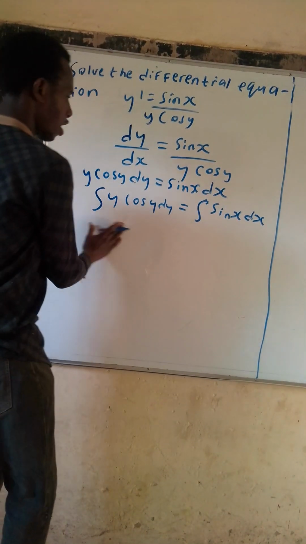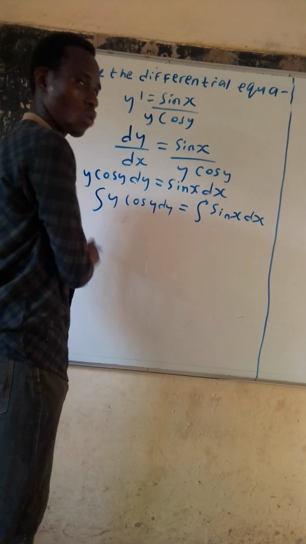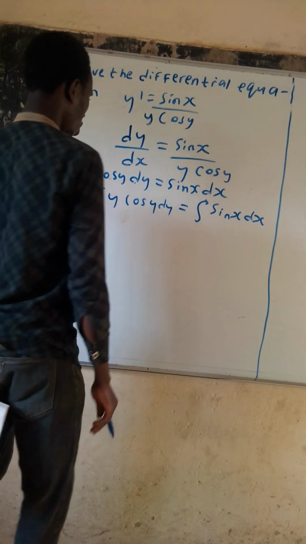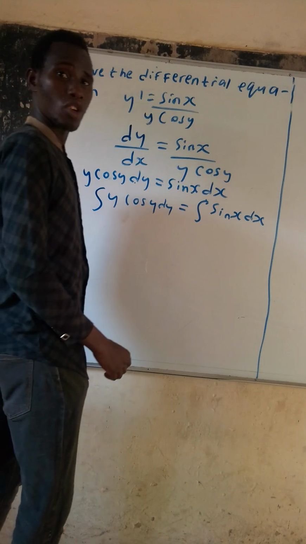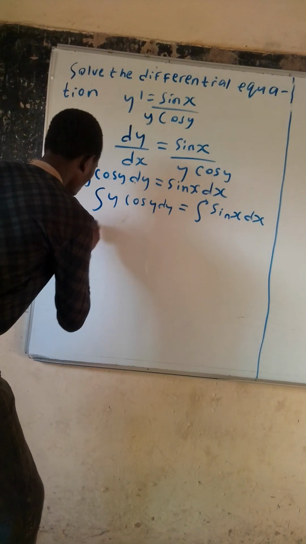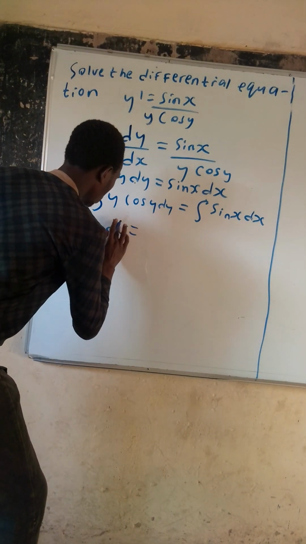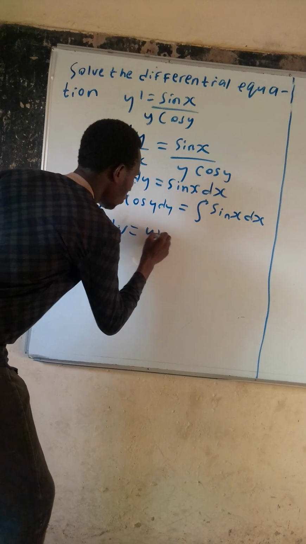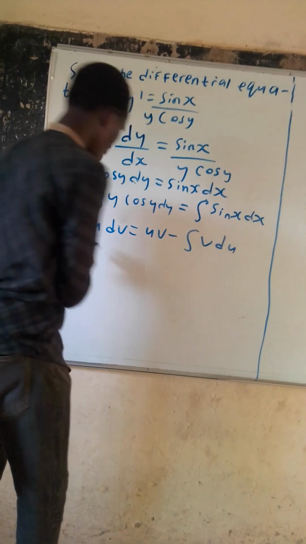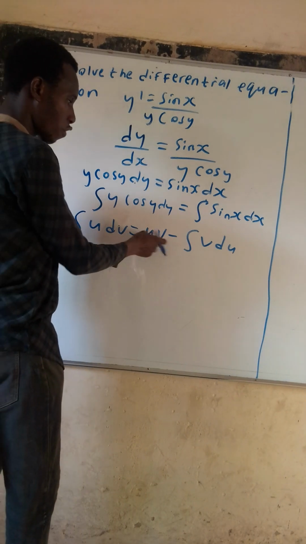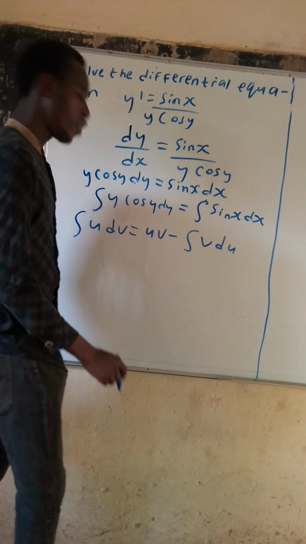And I told you that on this left hand side we need to apply integration by parts. So what's the formula for integration by parts? This is it: the integral of u dv equals uv minus the integral of v du.